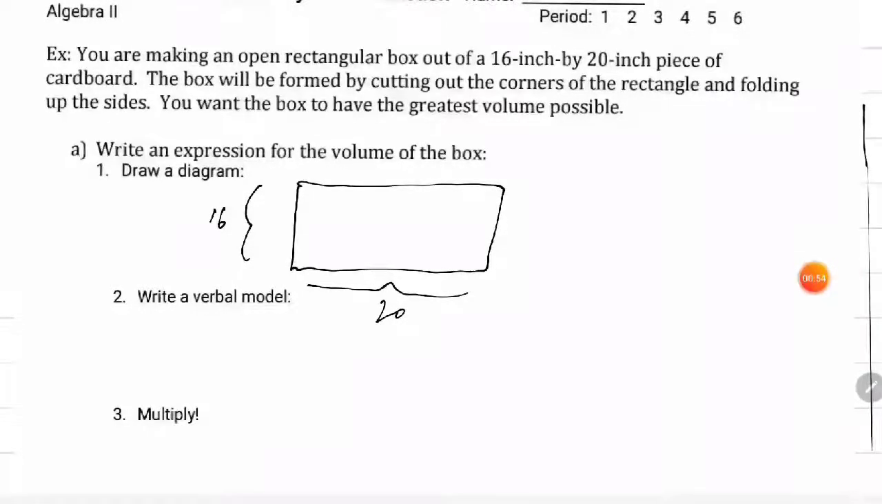And then all our corners here are going to be cut out, and then we're going to fold. And we want to maximize our corners. But we don't know what it is, so that's going to be x and x, x, x, x. These are x's.